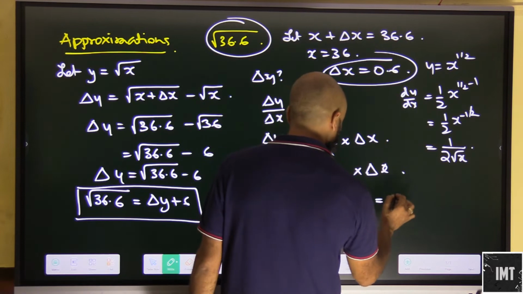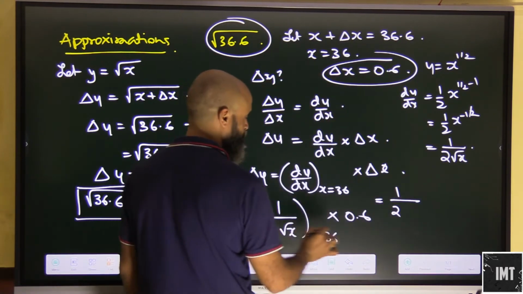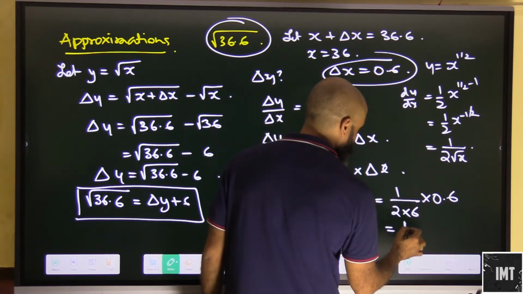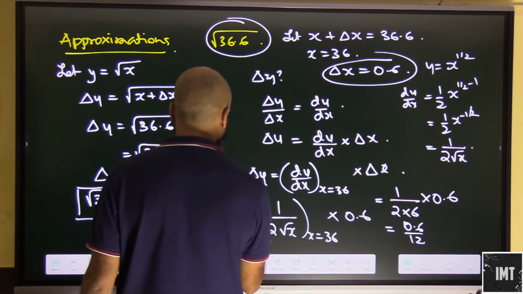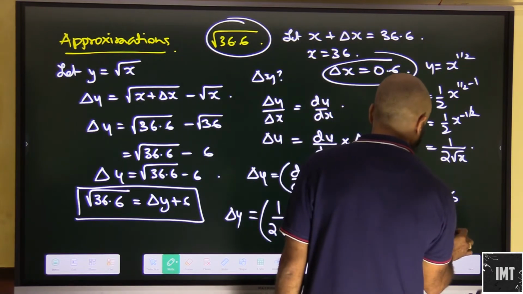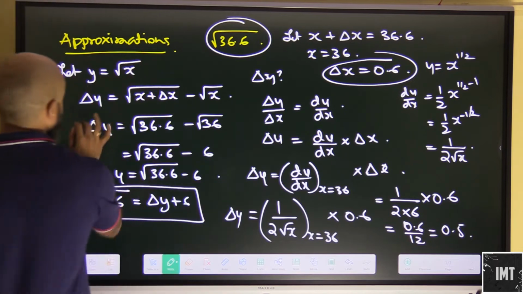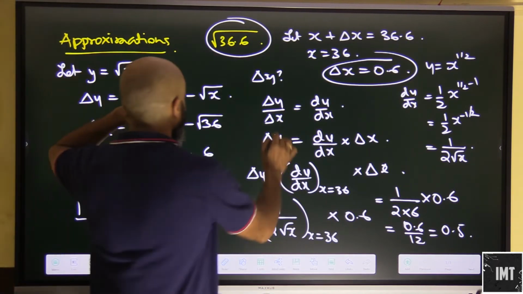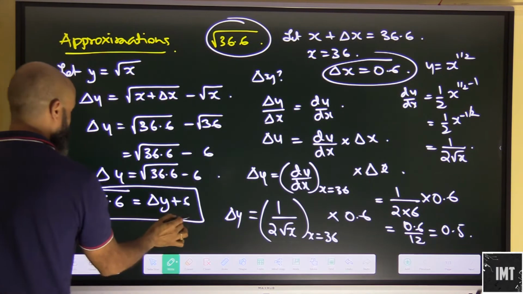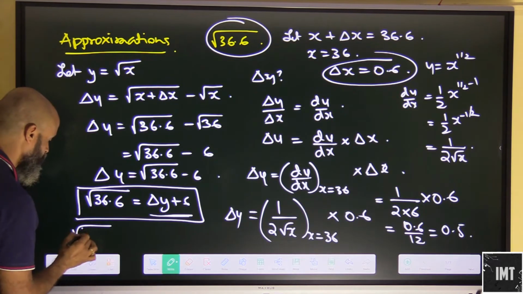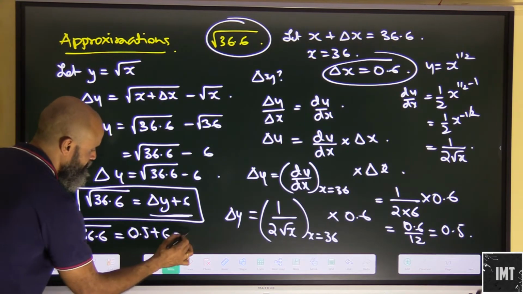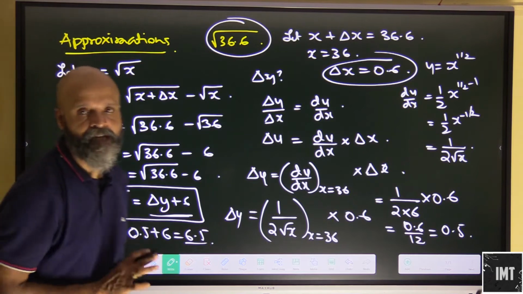So what do we have here? 1 by 2 under root of 36 will give you 6, into 0.6. So that is 0.6 by 12. We are calculating the value of delta y here. So this will be 0.05. Delta y has been calculated. So under root of 36.6 is delta y plus 6, that is 0.05 plus 6, that is 6.05 approximately, not the exact value but an approximate value.